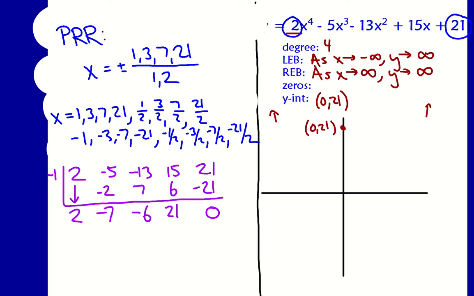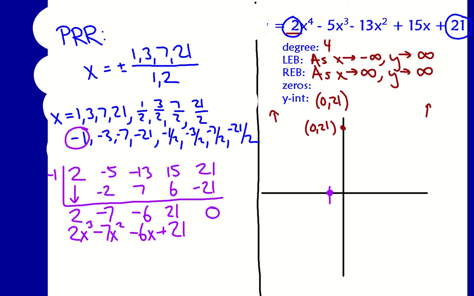So x equals -1 works. That means I know it goes through -1, 0. And what I have left then is a cubic, so this would be 2x cubed minus 7x squared minus 6x plus 21. And so now I'm back to the beginning where I say, well, can I factor this? It's 4 terms, and it does look like it potentially is going to factor by grouping, so let's give that a shot.